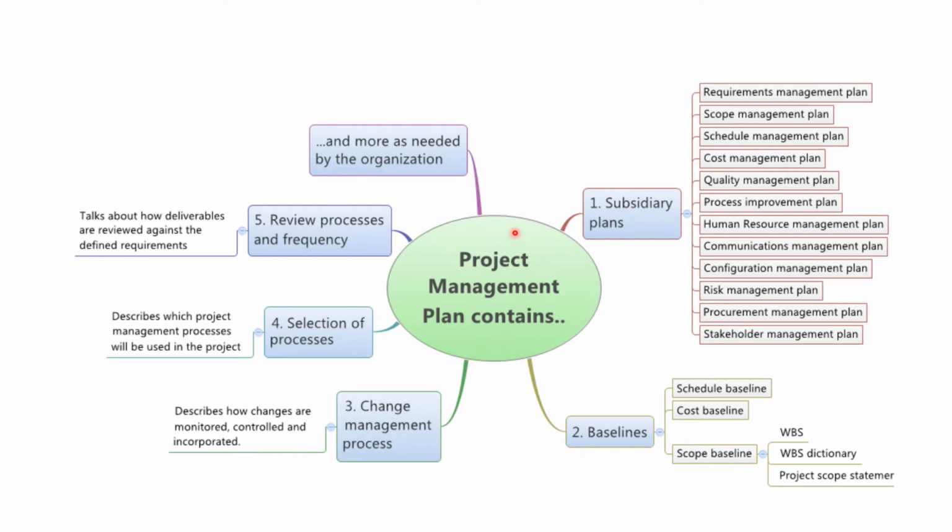This is an example of a project management plan. It might contain many subsidiary plans. It must contain the baselines: the schedule baseline, cost baseline, and scope baseline. It might talk about the change management process, the selection of processes, and the review processes and frequency. So it's a simple plan: how do you organize your project, how do you execute it, and how do you control it?